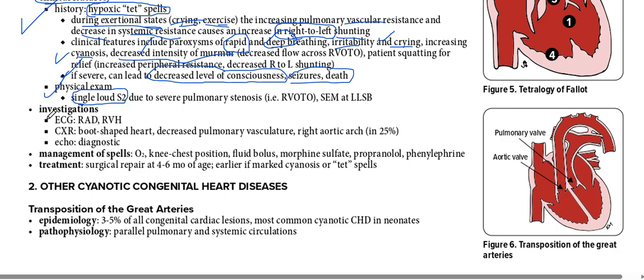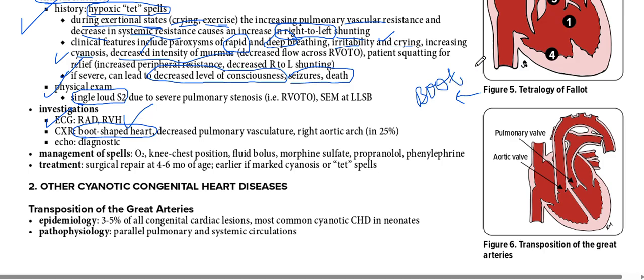Investigation: ECG shows right axis deviation and right ventricular hypertrophy. Chest X-ray shows a boot-shaped heart. Always remember this term, boot-shaped heart. So if you say tetralogy of Fallot on X-ray, what is seen? Boot-shaped heart. Always remember the word boot with tetralogy of Fallot.